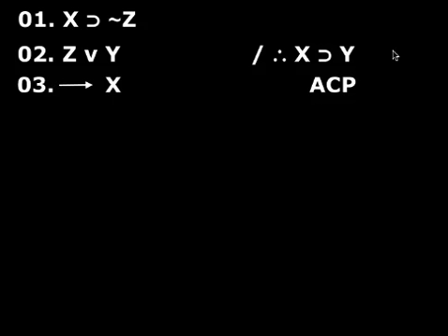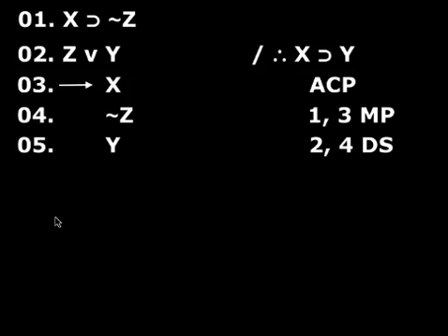I have x, so by modus ponens up here on 3 and 1, I can get not z. I have not z, the negation of one of these disjuncts, so I can get the other disjunct by disjunctive syllogism on 2 and 4. Well, now I've derived the consequent of the conditional I want, so I'm going to close my subproof.